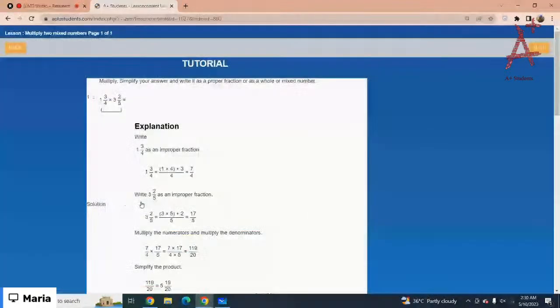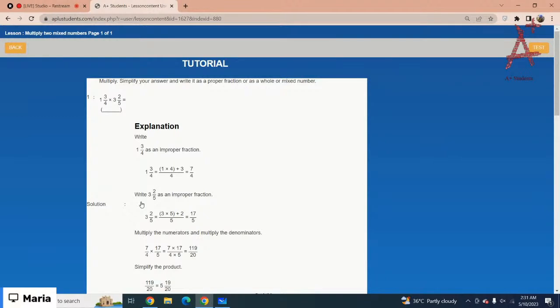multiplying two mixed numbers. Multiplying two mixed numbers means you have to convert both the numbers into improper fractions, and then you have to multiply like we're multiplying the fractions, just numerator times numerator and denominator times denominator. Got it? Let's just start with the first example, 1 whole 3 by 4 times 3 whole 2 over 5.